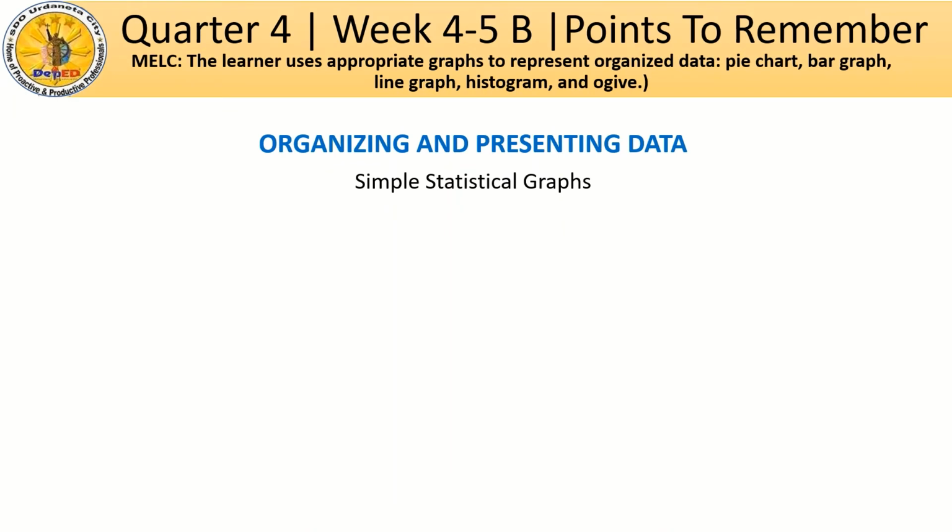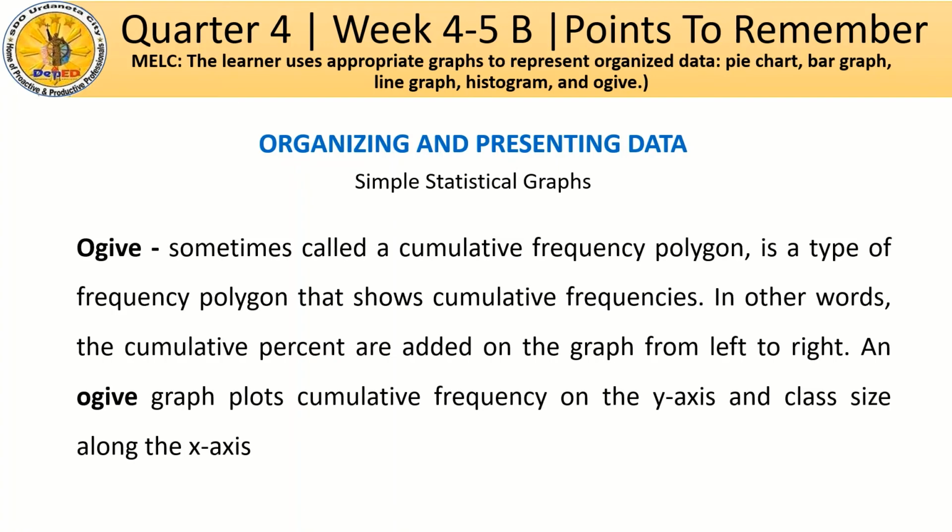Another simple statistical graph that can be used in organizing and presenting data is the ogive. An ogive is sometimes called a cumulative frequency polygon. It is a type of frequency polygon that shows cumulative frequencies. In other words, the cumulative percents are added on the graph from left to right. An ogive graph plots cumulative frequency on the y-axis and class boundaries along the x-axis.